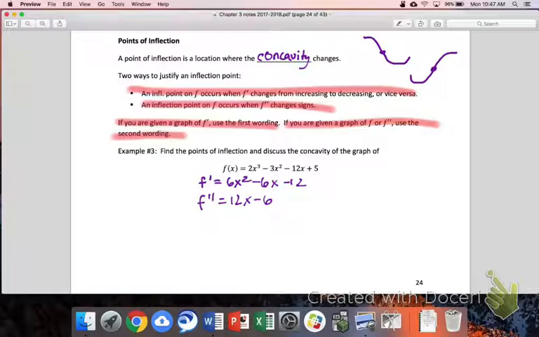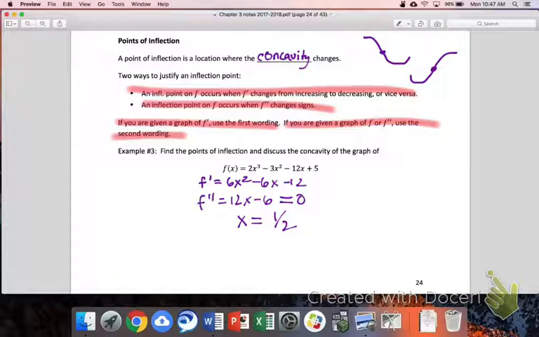Changes signs, right? So where f double prime changes signs. If I'm looking for where f double prime changes signs, where might I want to look? Where f double prime is 0. That should give me a hint about where f double prime will change signs. So I'm just going to set it equals 0. Remember, that's a really important thing to write. If I do that, I get x is equal to 1/2.